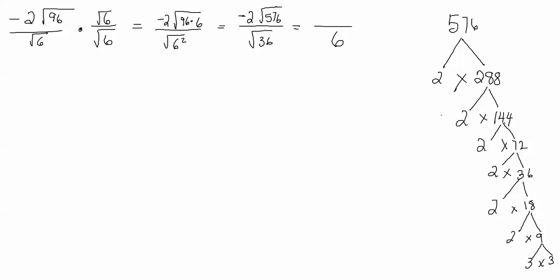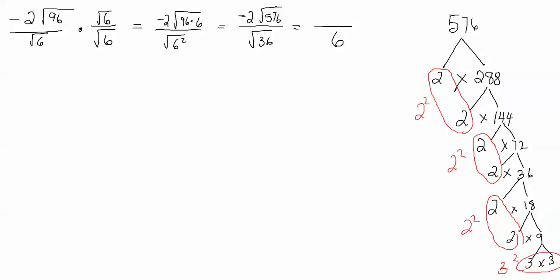So we're going to find all of our pairs, our identical factors. So I have 2 squared, 2 squared, 2 squared, and 3 squared. Now, some of you might have recognized this as a perfect square. So that's 12 squared. And if you didn't recognize this, you might have recognized 36 as 6 squared. And that's fine. You could have stopped at that point.